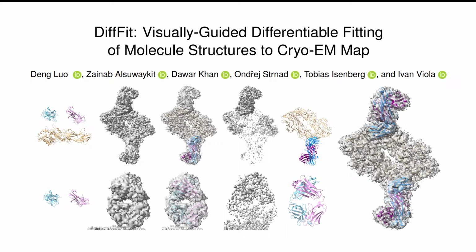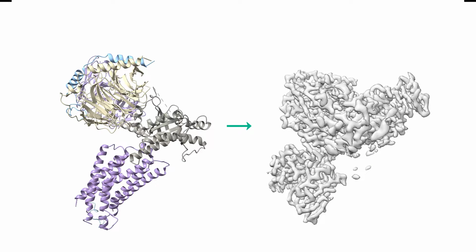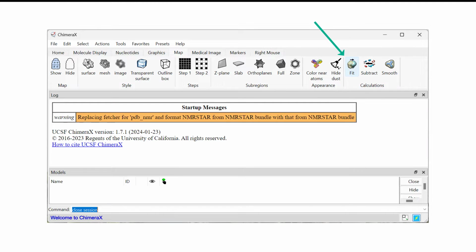We introduced DiffFit, a new tool for visually guided differentiable fitting of molecule structures to a cryo-EM map. Fitting a molecule structure into a cryo-EM volume map is a common task in structural biology. The current widely adopted solution is the FitMap command in Chimera or ChimeraX, the go-to tool in the domain.